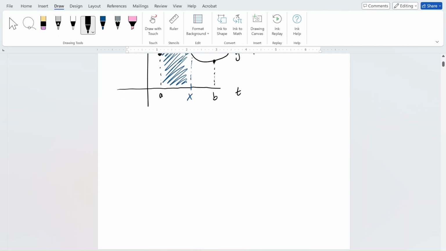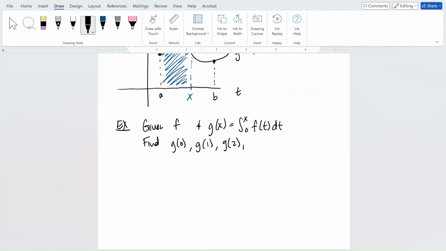So now thinking about an example, if I gave you a diagram of f, so given f, and we know that g of x is equal to the integral from 0 to x of f of t dt. That's how we'll define it for now, where a is just 0, from the above. I want you to find g of 0, g of 1, g of 2, g of 3, g of 4, g of 5, etc.